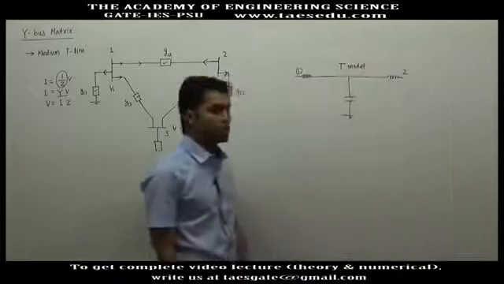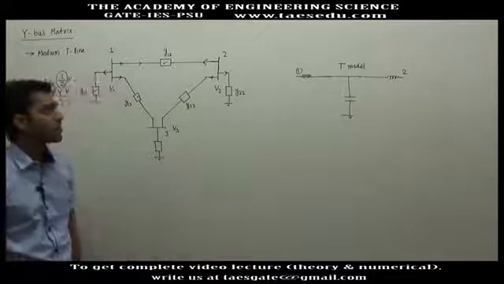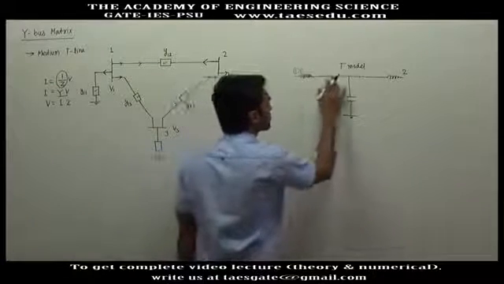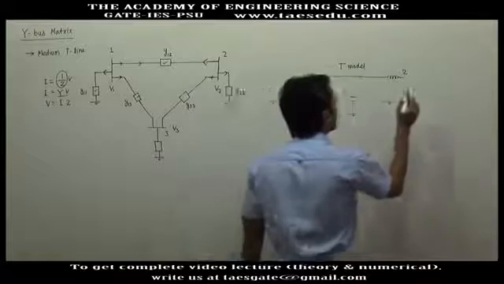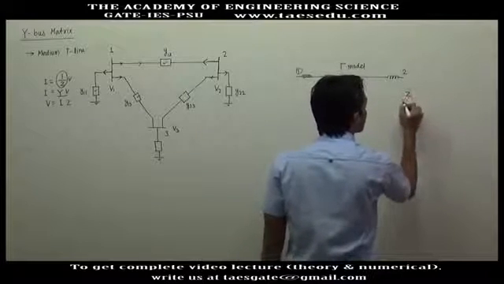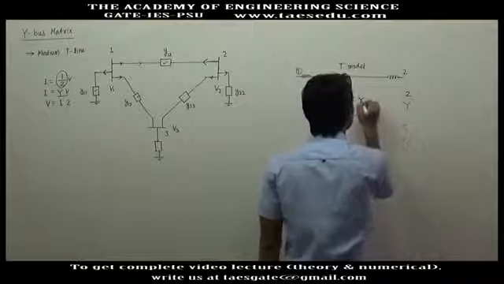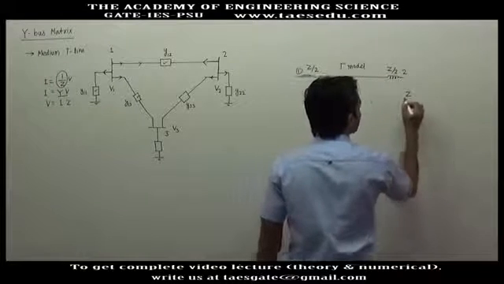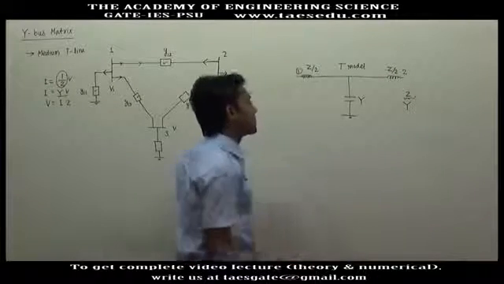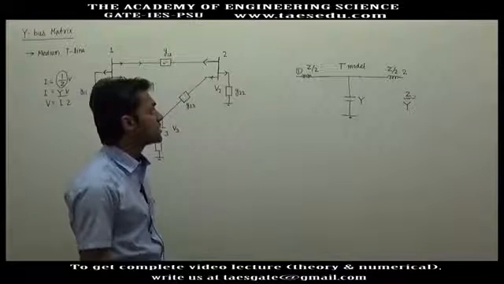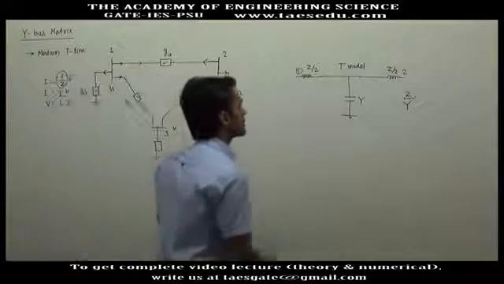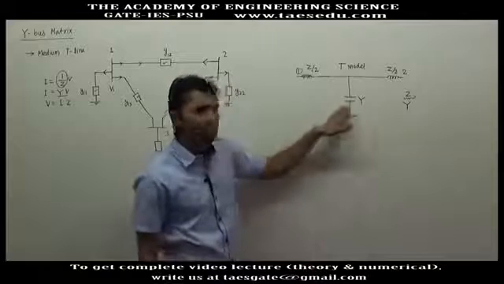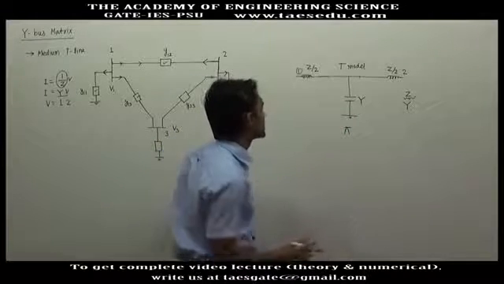We have already studied this in the modeling of transmission lines, where we have also calculated ABCD parameters. If the total impedance of the transmission line is Z and the total admittance is Y, this will be Y, and this is Z by 2, and this is also Z by 2. The total impedance is split into two parts and connected at the extreme ends of the transmission line. So this is the T model, and in the other model, the total admittance is split into two parts and connected at the extreme ends.